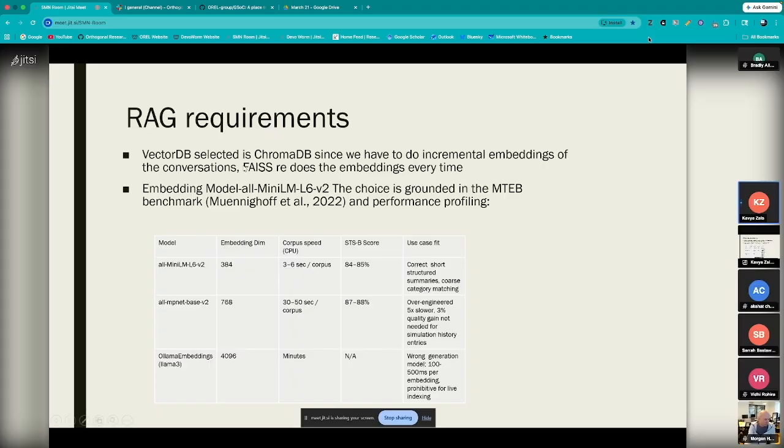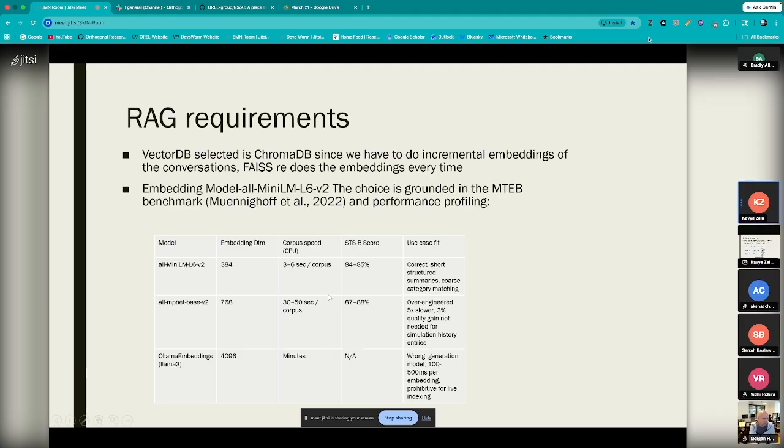Okay, so moving on to the RAG requirements, I think the vector DB should be Chroma DB, since the simulation is actually incrementing. The data is generating at every timestamp. So if we apply just FAISS, it does a re-embedding of the whole simulation again and again, so it's very slow. ChromaDB doesn't do this. You can have incremental embeddings without redoing the whole embeddings that has already happened.